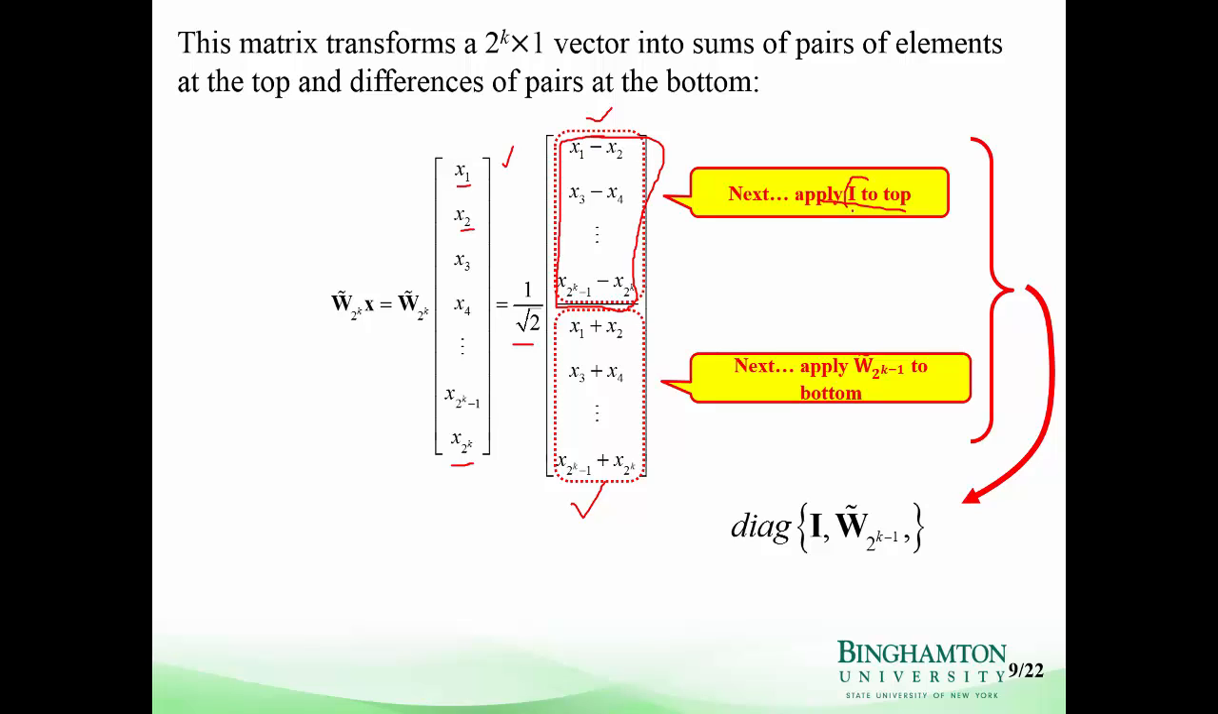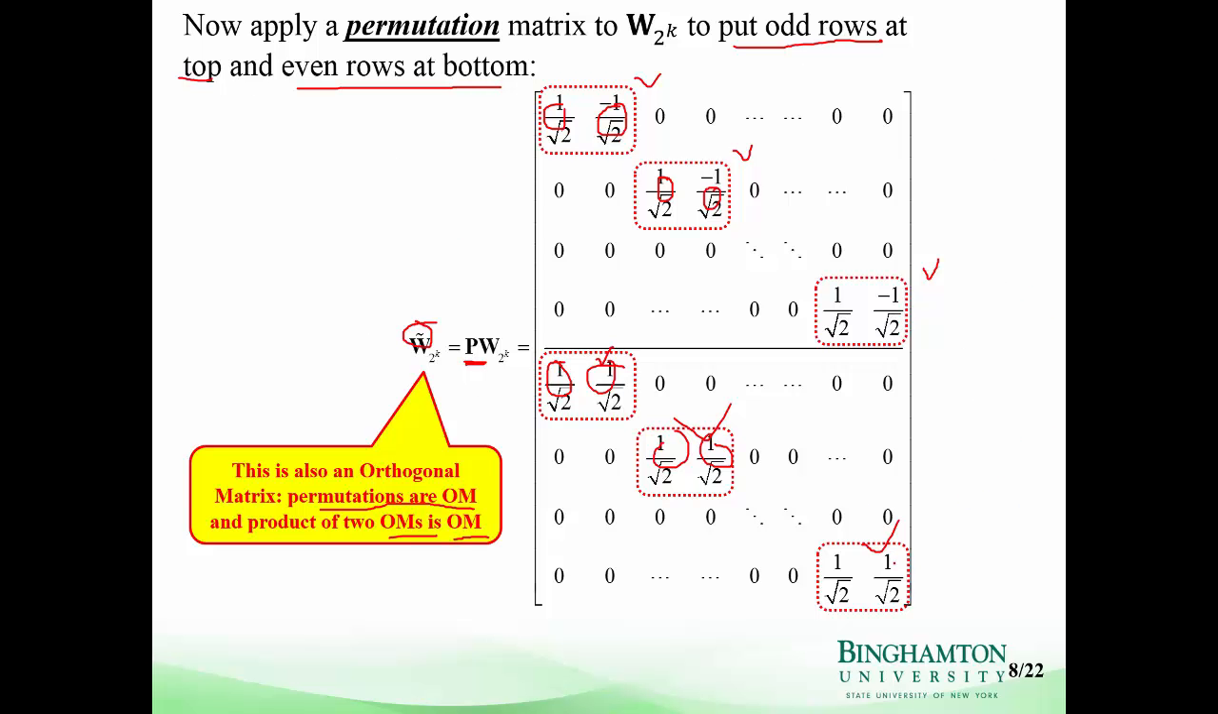So this identity matrix would be a 2^k minus 1 by 2^k minus 1 identity matrix. And on the bottom, we're going to apply the same kind of wavelet matrix that we just created, except now since it's half the size, we're going to create W tilde, same thing that we had before, except it's only going to be of size 2^(k-1). Okay, so let's just go back and see if we can puzzle out what that would look like.